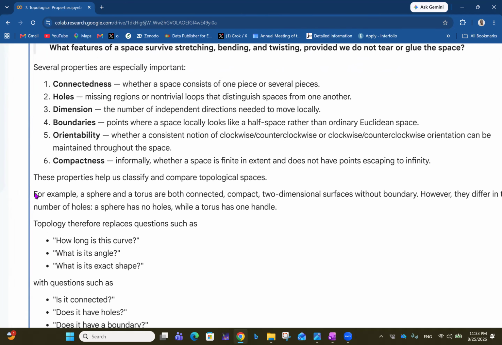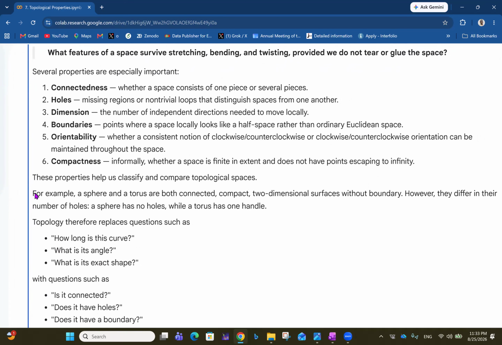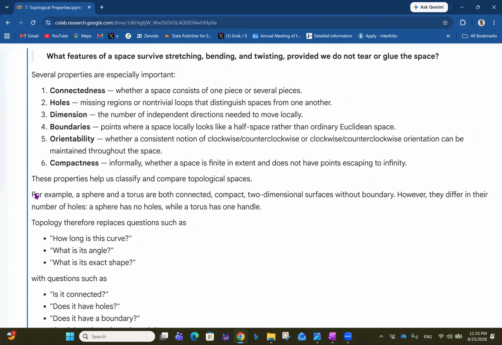Then we have holes. Holes talk about missing regions or non-trivial loops that distinguish spaces from one another. Like in a cylinder, we have a hole in the center, right? And we have dimension, the number of independent directions needed to move locally. Then we have boundaries. These are points where a space locally looks like a half space rather than ordinary Euclidean space. And there is orientability.